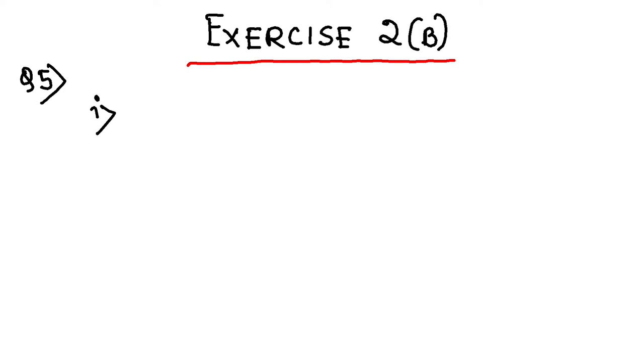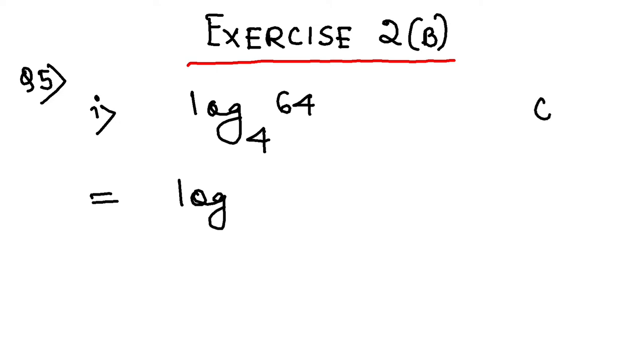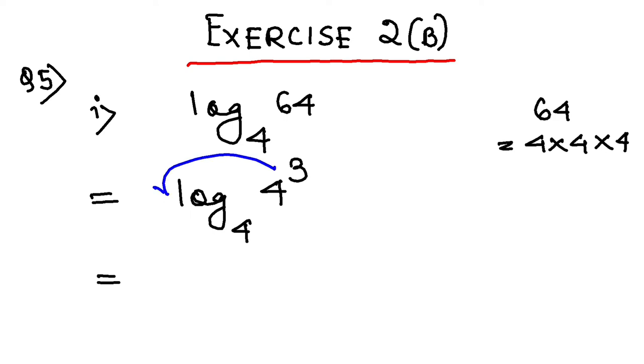The first one is log of 64 to the base 4. Now how can you break 64? 64 is nothing but 4 cube, isn't it? 4 into 4 into 4 is 64. So I'll write this 64 as 4 cube. My base is 4. Now if you remember the properties, this 3 comes over here, right? So I'll have 3 log 4 base 4, isn't it?